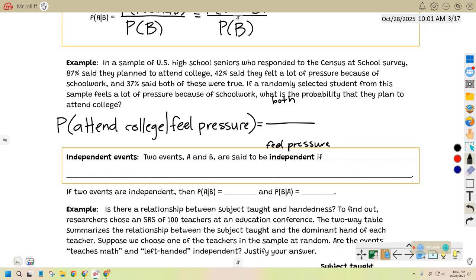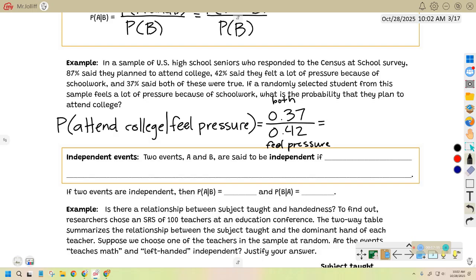So we go to the word problem. Ava, what's the probability that they feel both? Both attend college and feel pressure. Very good, 37, so 0.37. We do math with these numbers in decimal form, not in percent form. Good. And Carolina, what is the probability this student feels pressure? 42%, 0.42. Good.